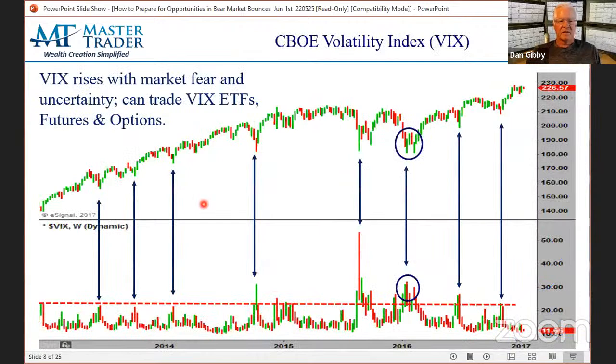VIX is a volatility index, and we use this both for swing trading and for these bear market bounces. The volatility index is the implied volatility of out-of-the-money calls and puts on the SPX, and it shows us during market sell-offs that the CBOE volatility index is rising because people are fearful. So they're buying puts to hedge existing positions. It's in the same ballpark of sentiment that Greg talked about, but it's just a third one.